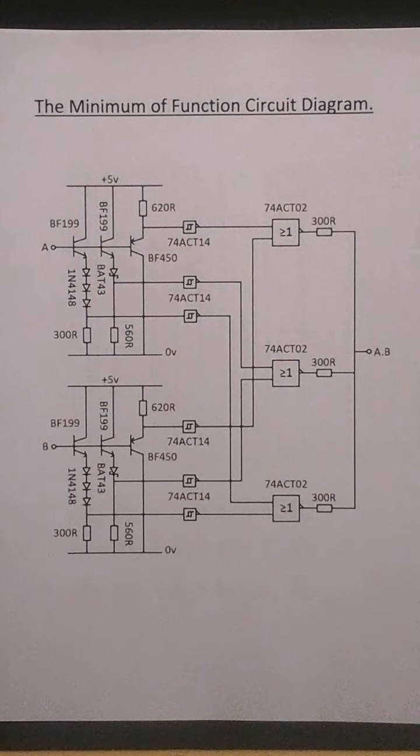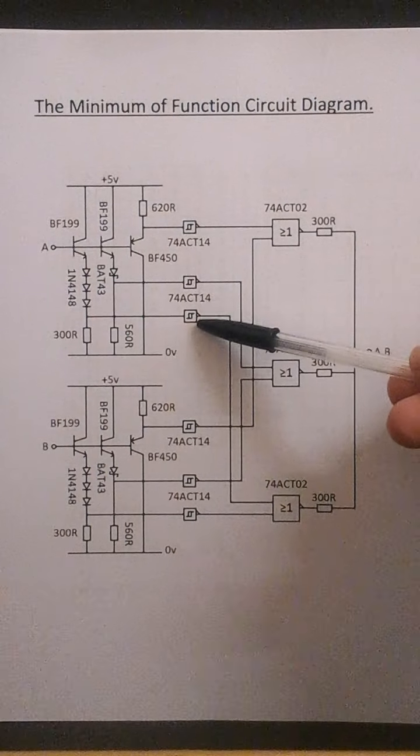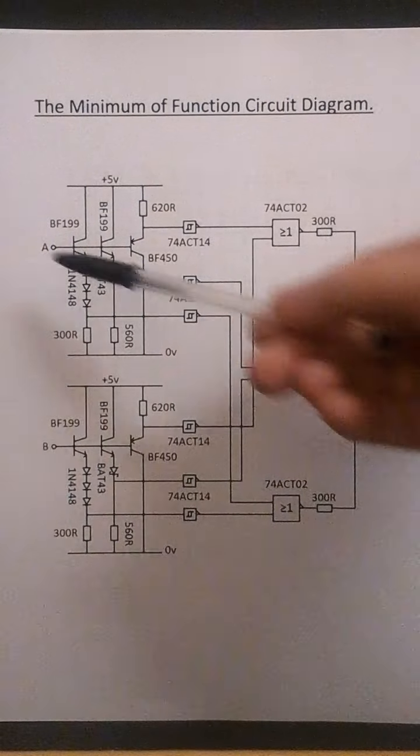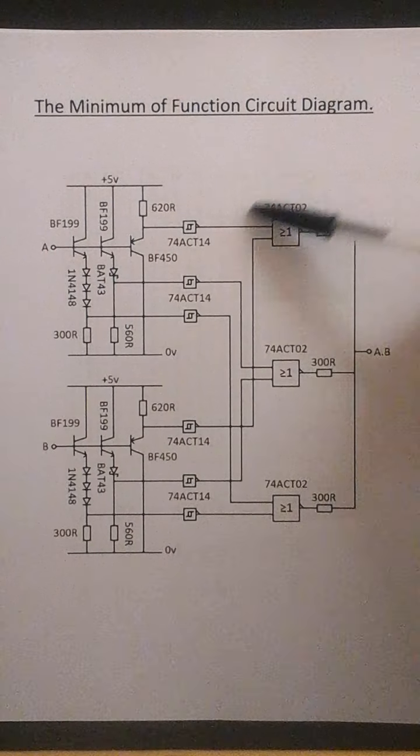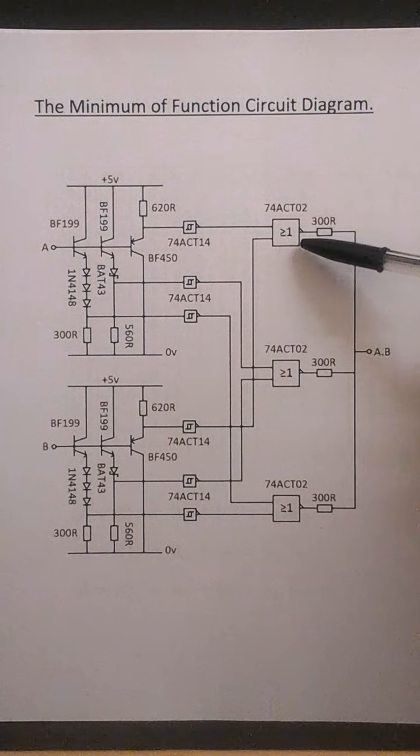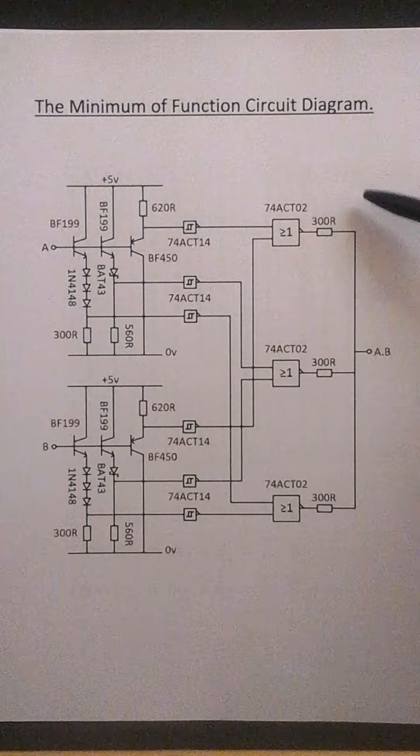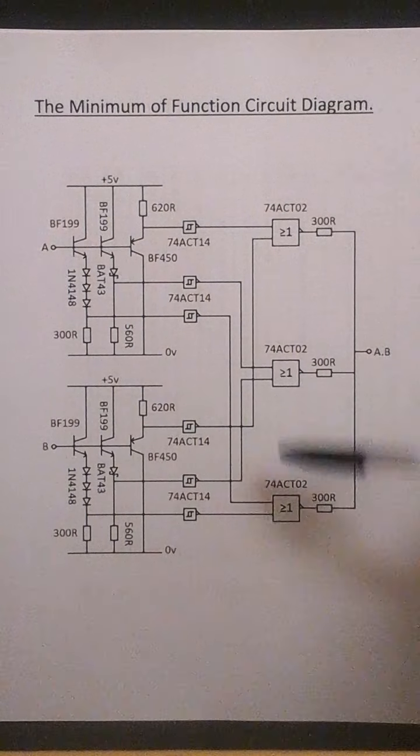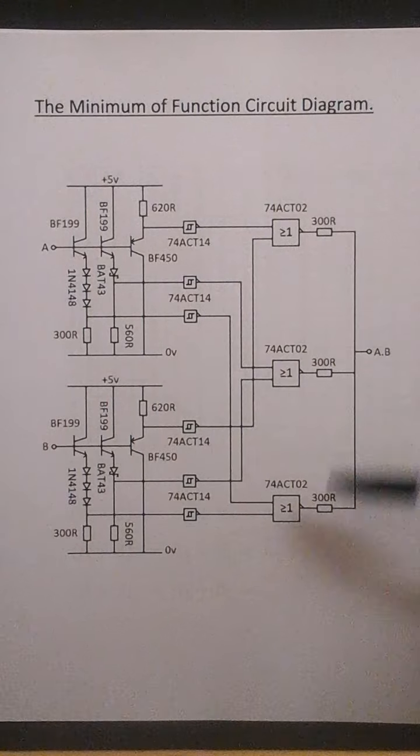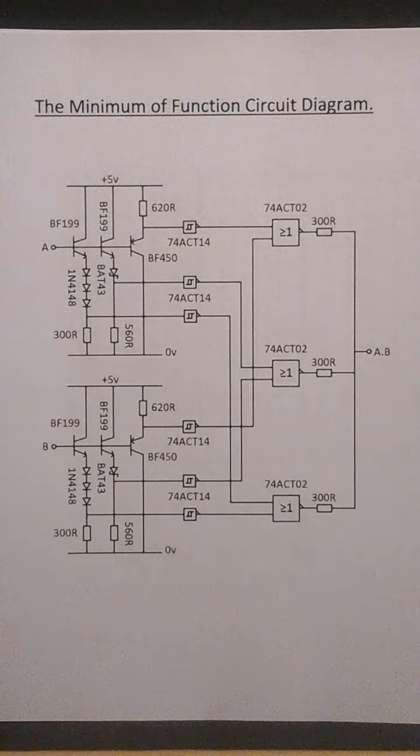So this is a minimal function circuit diagram. Here we have A1, A2 and A3, and B1, B2 and B3 there for inputs A and B. This is the NOR function, 74ACT02, and these are 300 ohm resistors using diode resistor logic, I think, yeah, 300 ohm resistors. That's the output, these are the inputs, A min B.